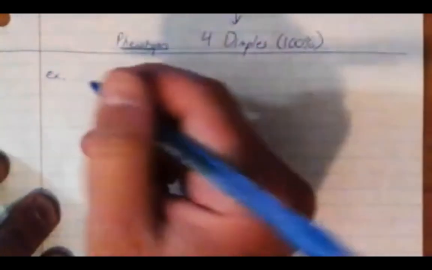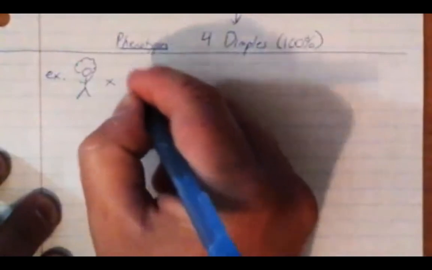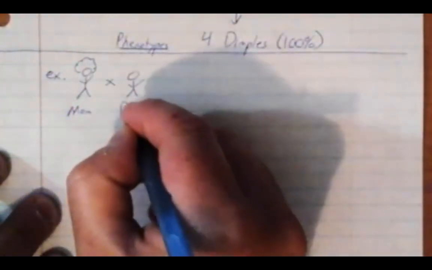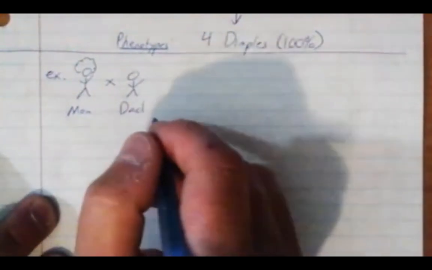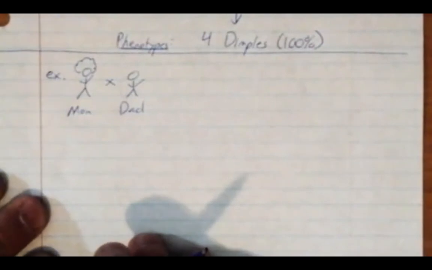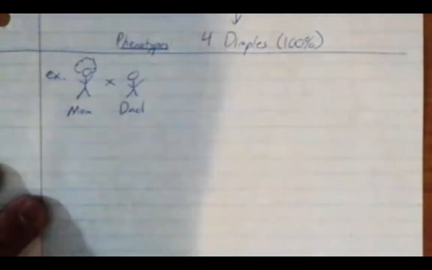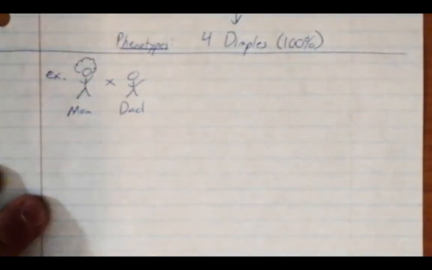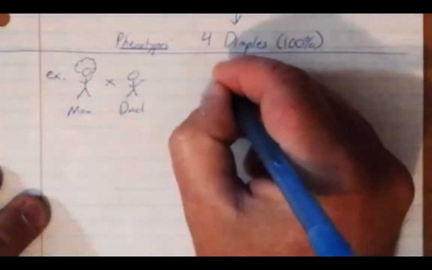All right, I'm going to give you another example. We've got mom and dad. Mom, dad. Now you don't have to write mom and dad every time. I do that because you're learning it right now, but over time you're going to figure it out. Now, what if I say mom is a carrier for dimples? Oh wait, I have to define my letters. Always define your letters.